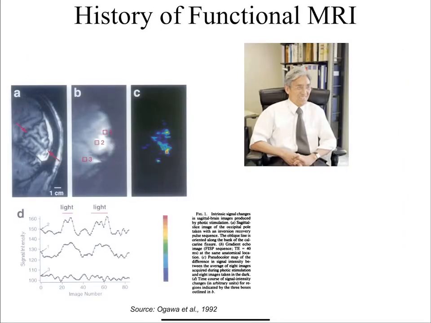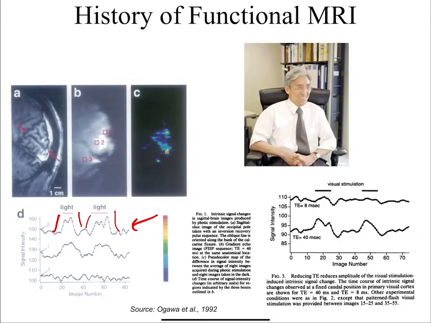fMRI is a relatively young technology, really started by Seiji Ogawa in the early 90s. This was one of the first fMRI studies, where they shone a light on a person and looked at the signal in the visual cortex, and the signal went up and down and up and down. An interesting thing is they also looked at the effective echo time. At an echo time of 40 milliseconds, you get a signal, but if you acquire it too quickly, you don't get much signal at all. We're going to talk about the optimal choice of echo time in a few slides.